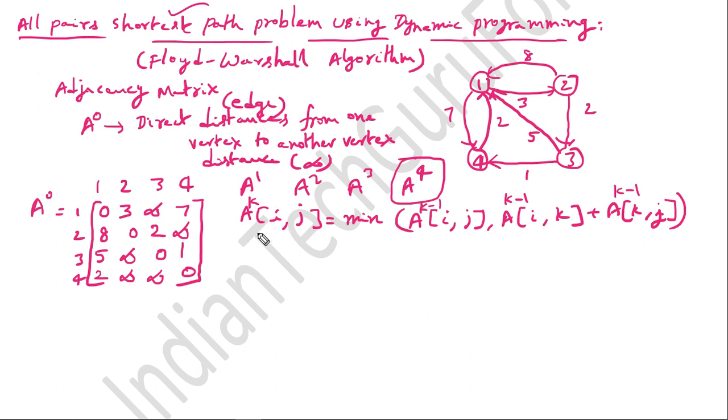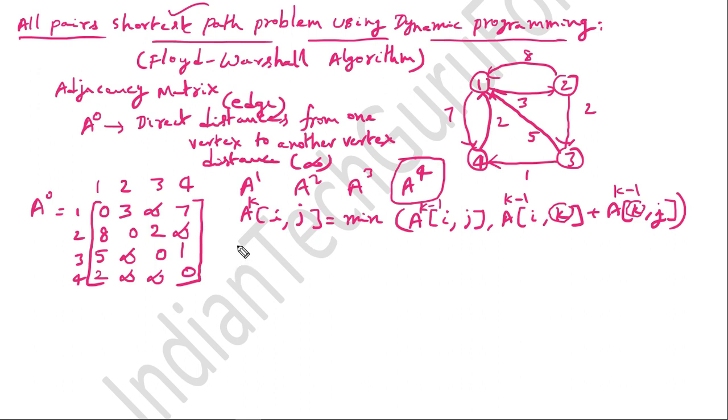So the general formula is A power k of i comma j is equal to minimum of A power k minus 1 of i comma j, that is the previous value, comma, A power k minus 1 of i comma k, plus A power k minus 1 of k comma j, where k is the intermediate node. So this k value actually represents the power value: A power 1, A power 2, A power 3, and A power 4.